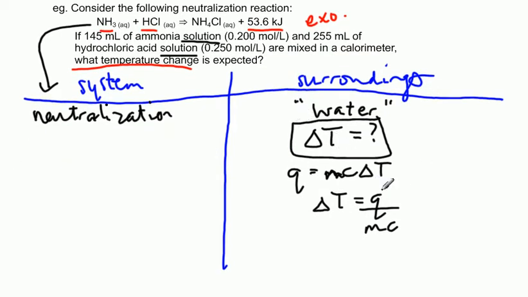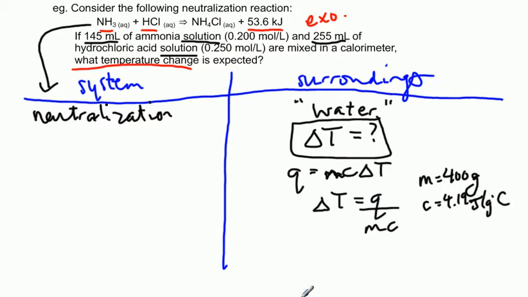We do know the mass of the water. We're going to say, what have we got here? We've got 145 milliliters of ammonia solution and 255 milliliters of hydrochloric acid solution. We're going to make the assumption that the density and the C value and everything is the same as if it were pure water. So we have 400 grams because there are 400 milliliters in total. And we know what C is because we're going to assume we've got pure water. Joules per gram degrees Celsius.